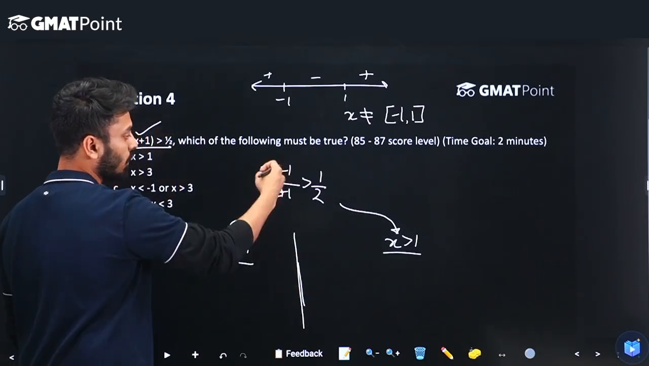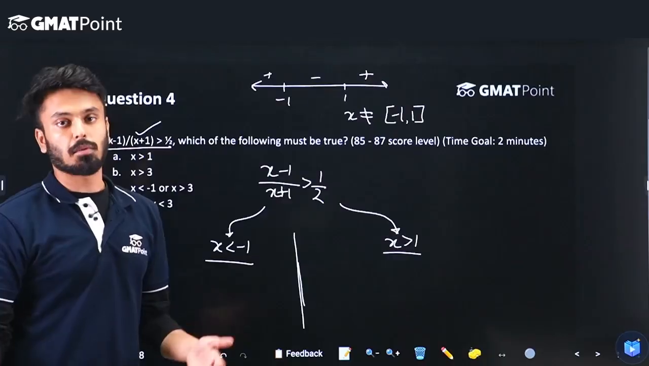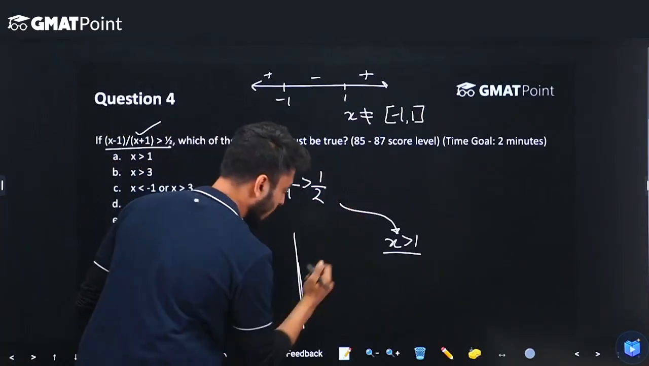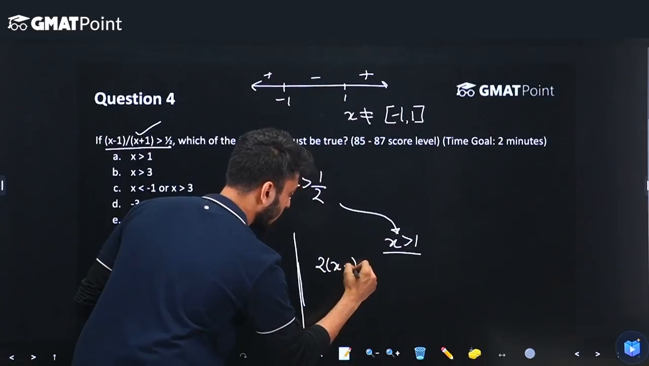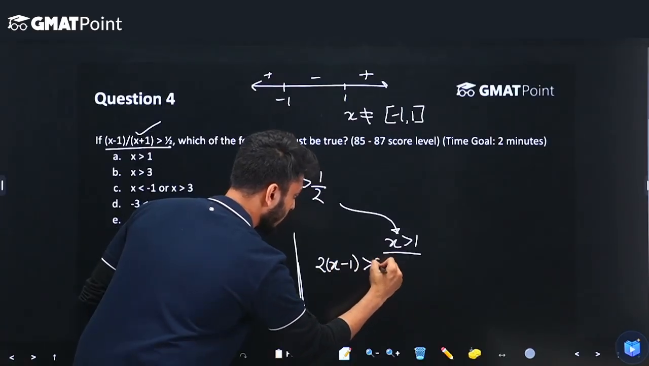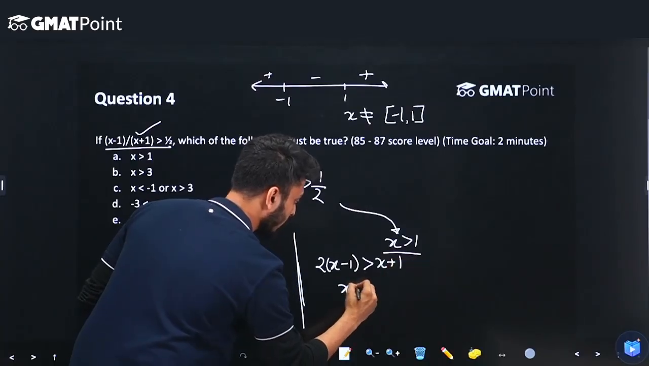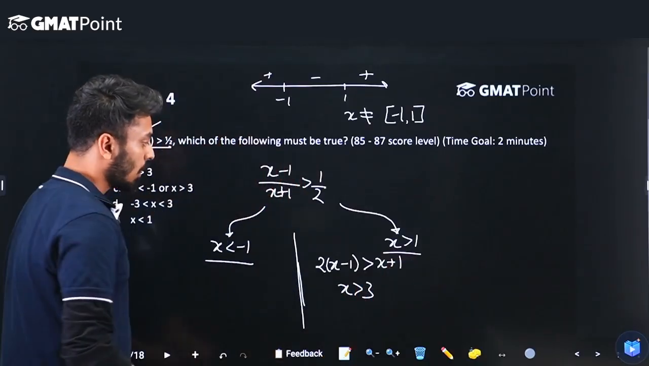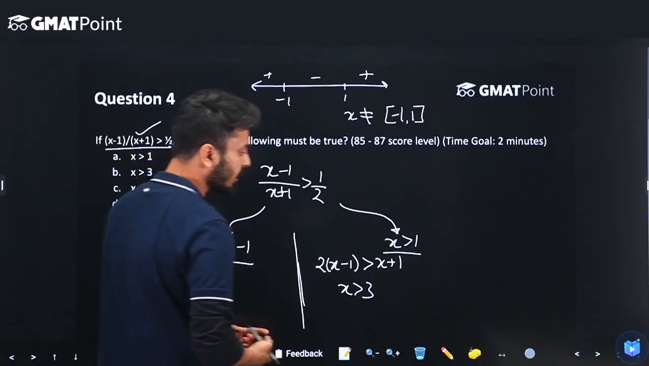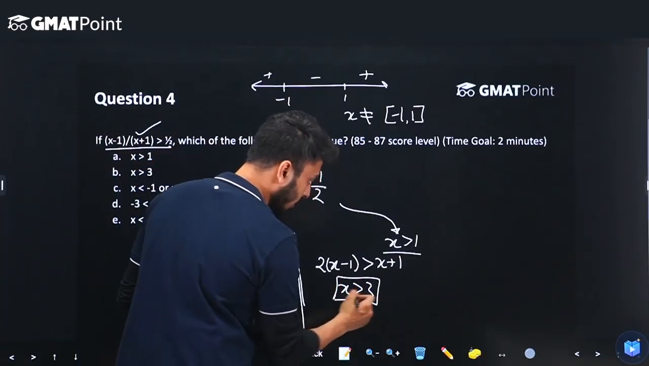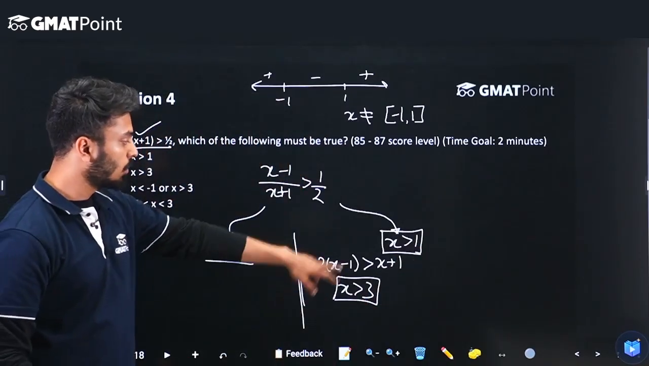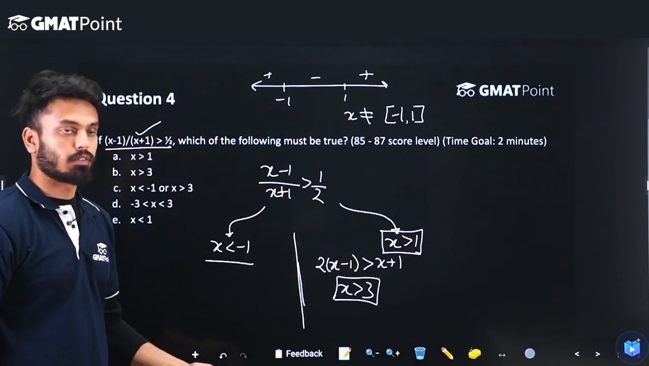If x is greater than 1, they are both positive, and because I can multiply both sides with positive numbers without any worry about the inequality, I can simply write this as 2 times x minus 1 is greater than x plus 1, which gives me x is greater than 3. Now, we need to do a quick check anytime we get here, right? And the quick check is, this is a harsher constraint than this is.